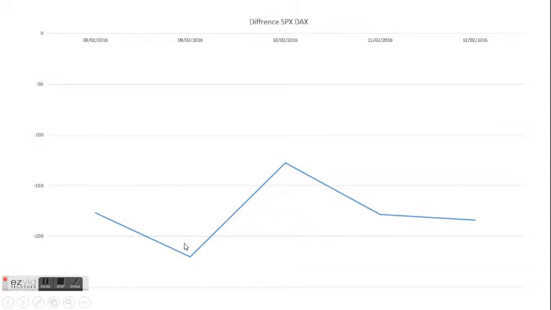As you can see here, the DAX has been weakening and the S&P 500 was weakening too, but not by as much as the DAX. Then you see the S&P strengthened more than the DAX. So we ended the week slightly lower than we started.